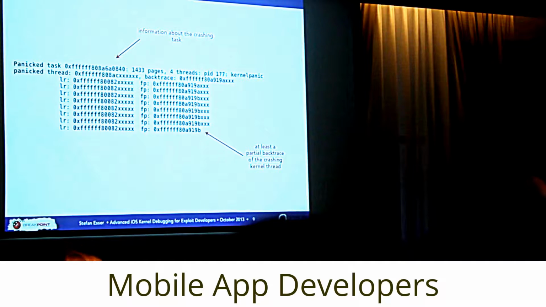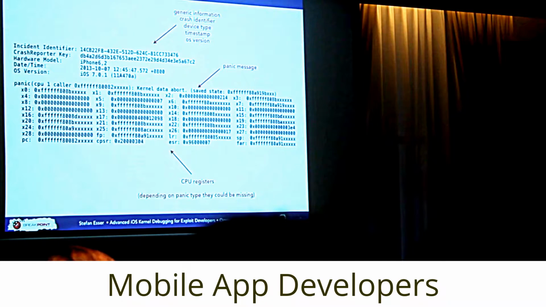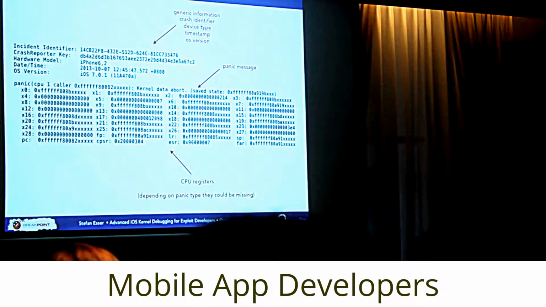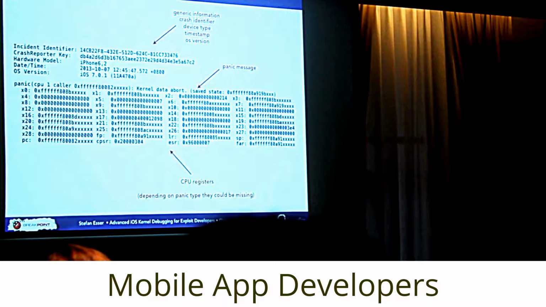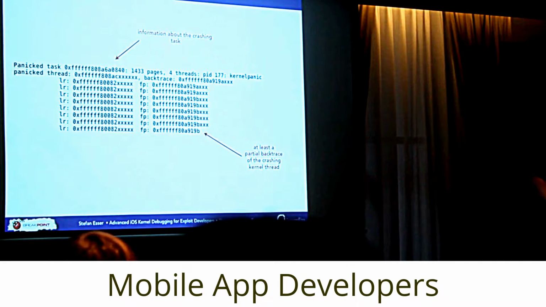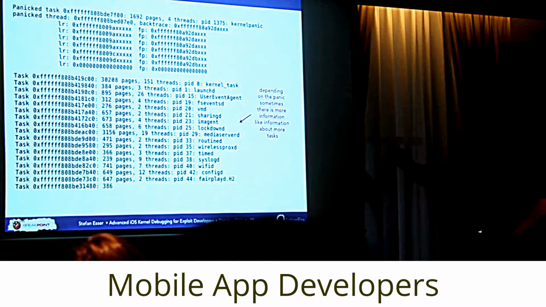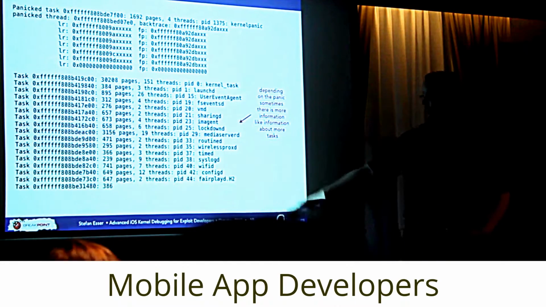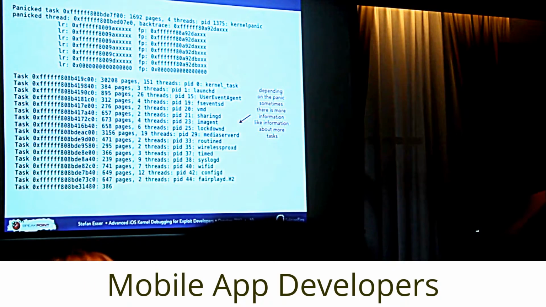And sometimes, depending on the bug, you don't get these registers, so they are omitted from some of the panic dumps. So it always depends on the actual panic triggered what information you get, and this is the normal one. And sometimes, depending on the bug, you get even more information about the other kernel tasks running at the moment, and this gives you more information about what's happening right now.